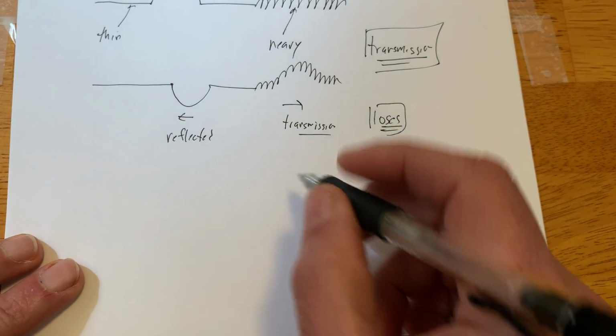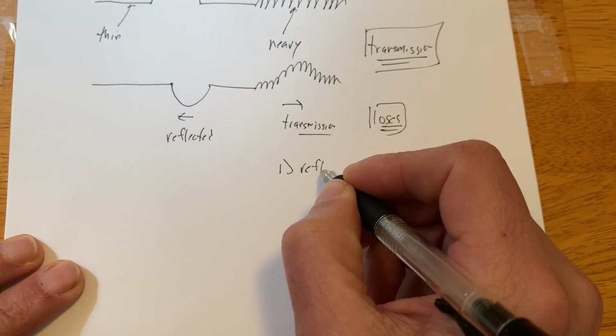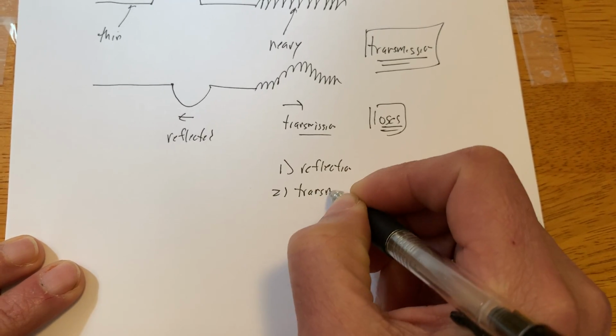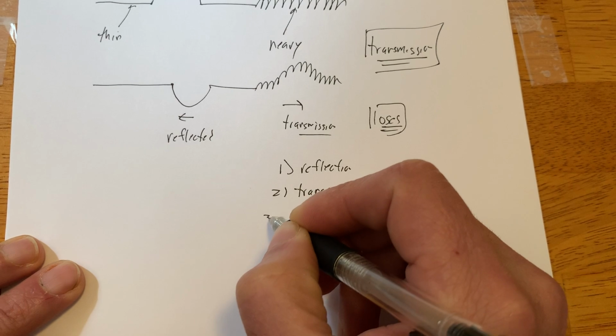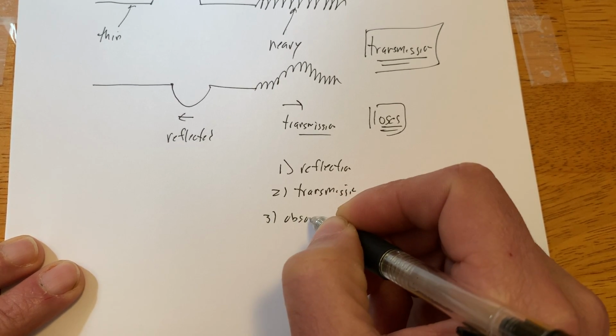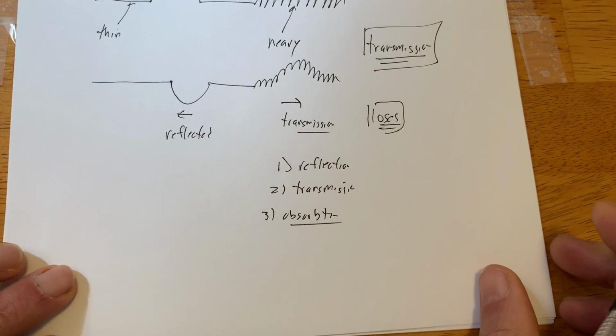So, a couple of things. Always, for waves at boundaries: one, reflection; two, transmission; three, absorption. Okay, so that's kind of waves at boundaries.